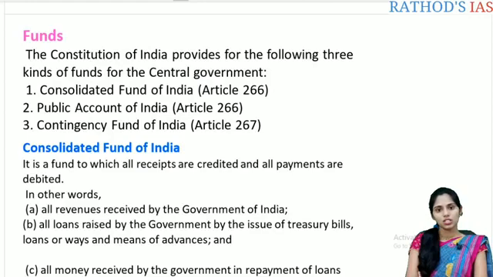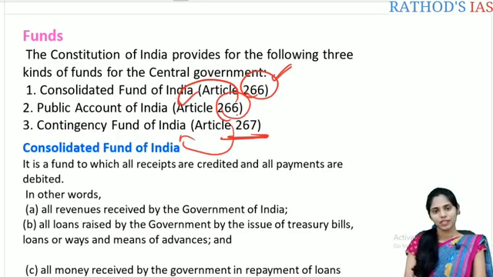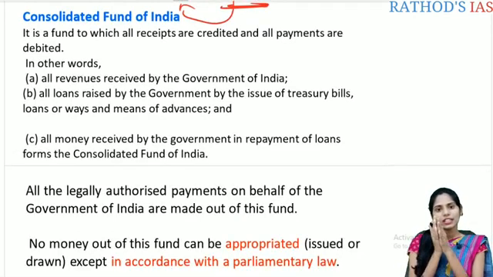If you see the Constitution of India, it mainly provides 3 funds. The first one is the Consolidated Fund of India. The next one is the Public Accounts of India. And the last and important one is the Contingency Fund of India. These 3 funds are very, very important to understand the concept, for the mains as well as the prelims. So let us discuss them one by one in great detail. The first one is the Consolidated Fund of India. So what is this Consolidated Fund in simple words?